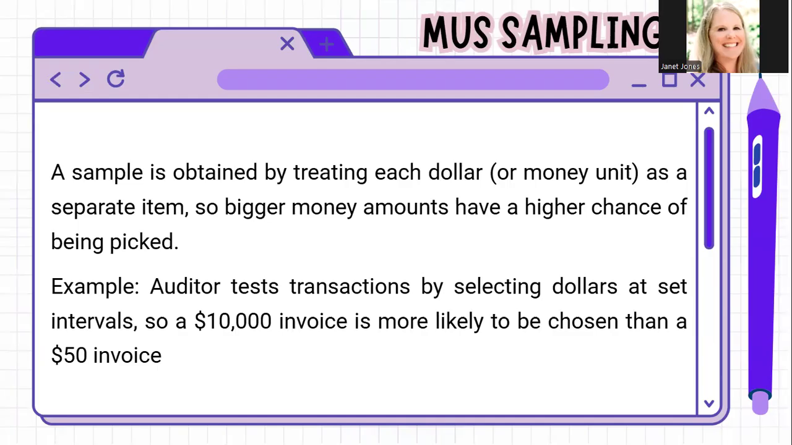Whereas those items that are 100,000, they would have 100,000 chances of being selected. So this is really good to put more emphasis on those bigger items that might have more risk of causing material misstatement. The problem with these is where you might have things missing, or you might have $0 value items. Those would not have a very good likelihood of getting selected. So those could cause some problems.